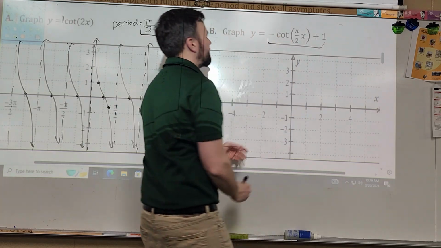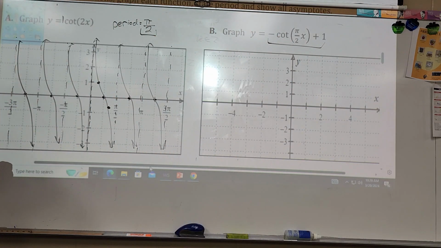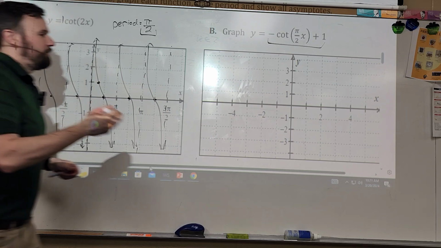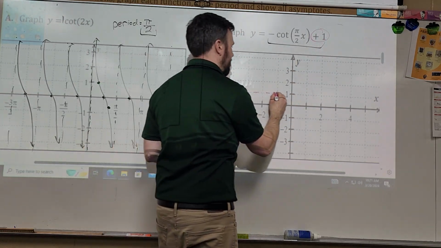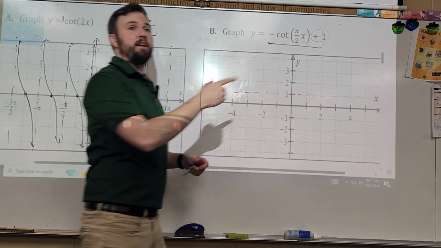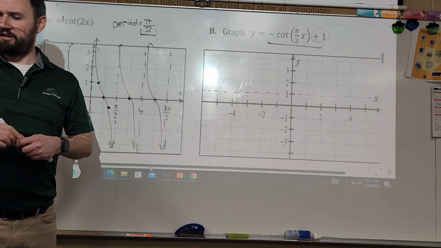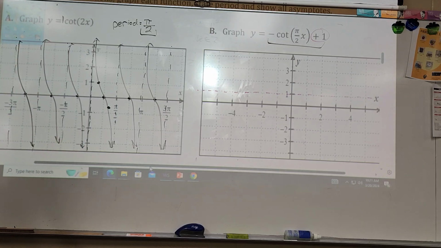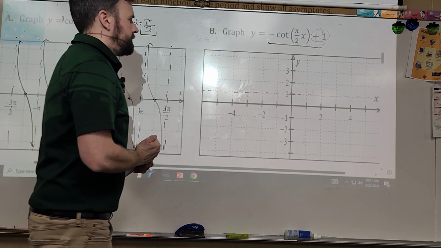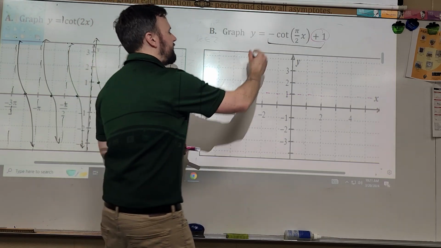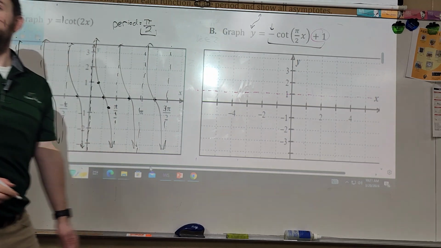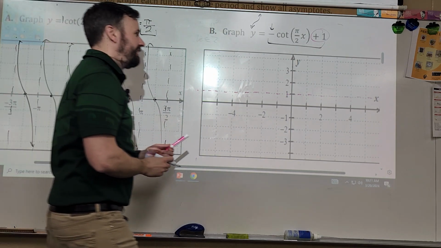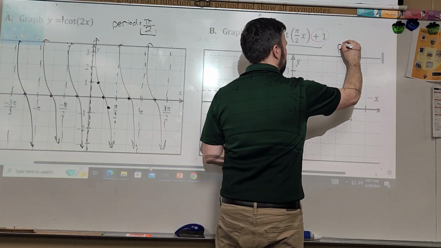All right, let's take a look at this beast. Here's what I'm going to do with this to make my life a little bit easier. What's this plus 1 going to do to all my zeros? Move them up 1. So I'm going to put a dotted line here. I'm going to treat that like my zeros, right? Does that kind of make sense? It'll make my life easier to have a guide point to go off of. What's this negative going to do? Yeah, it's going to look like tangent now. What's my period?